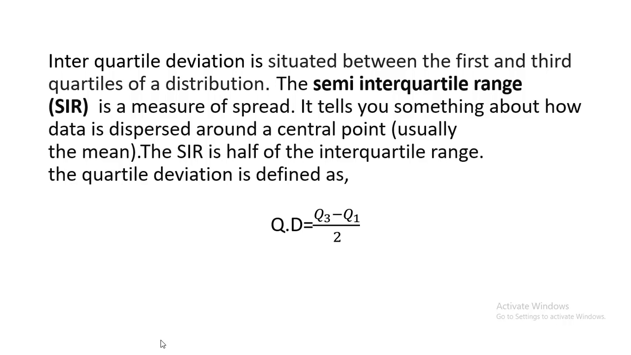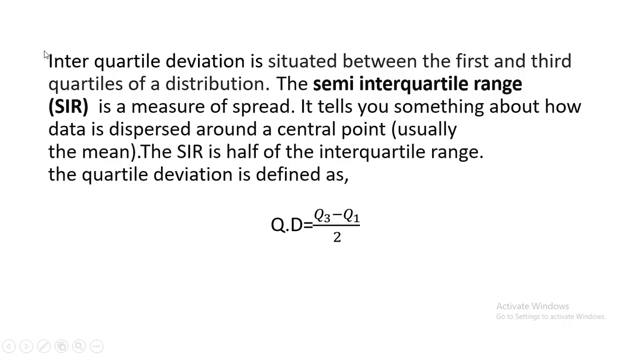Why? Because we were talking about range out here, and range means maximum observation minus minimum observation. If that range is related to quartiles, we can say that interquartile range means the maximum quartile, Q3, the upper quartile, minus the lower quartile, Q1. And if we are talking about semi-interquartile range or interquartile deviation, we're talking about QD or SIR equals Q3 minus Q1 divided by 2, as SIR is half of the interquartile range.